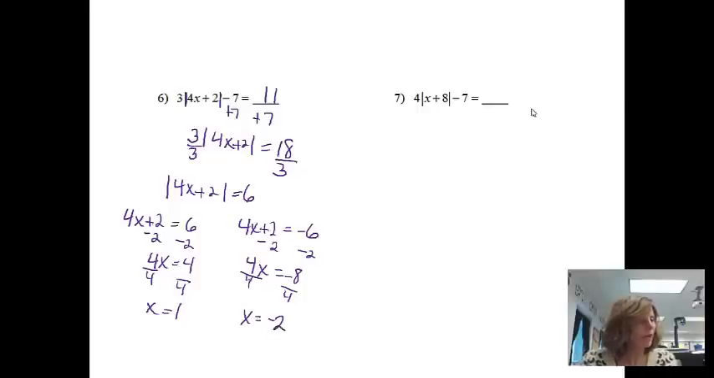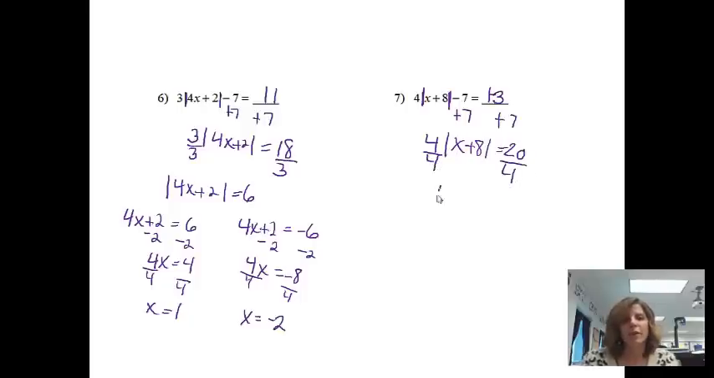Okay, let's try another one here. We'll put a negative, no, I don't want to put a negative 15 there. Let's put a 13 there. That will work nicely. Okay, so if I put a 13 here, same thing again, I want to get these absolute value signs just by themselves. So I need to get rid of the 4 and the 7. So first thing I'm going to do is add 7 to both sides. So I'll get 4 absolute value x plus 8 is equal to 20. And then the next step that I'd like to do is to divide both sides by 4. So I'll get the absolute value of x plus 8 is equal to 5.